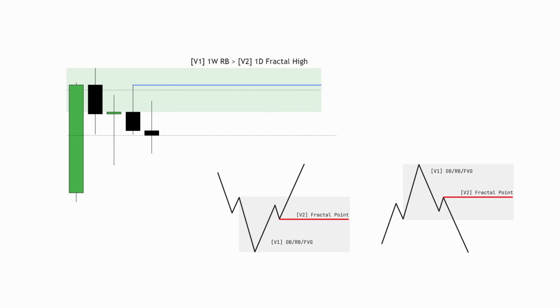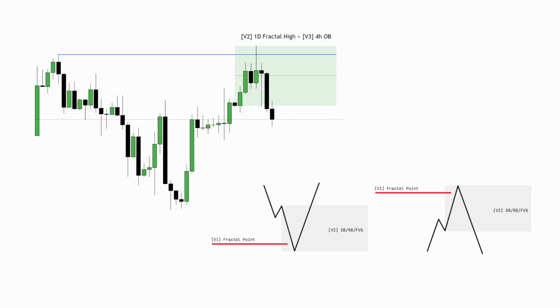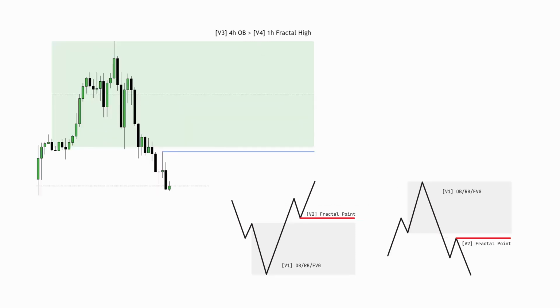Let's examine this position from the perspective of logical elements. I will immediately show the chart along with a schematic example. V1 rejection block and V2 fractal high form a logical element from the liquidity injection group. V2 fractal high and V3 order block form a logical element from the volume confirmation group. V3 order block and V4 fractal high again form a logical element from the liquidity injection group.